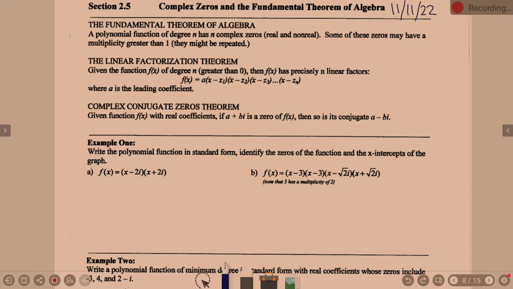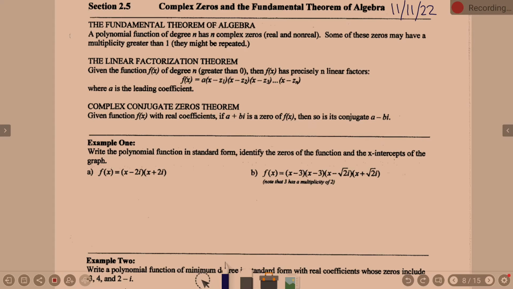A polynomial function of degree n has n complex zeros. We've talked about that, right? If you have, say, x to the fourth, how many answers do you expect to have? 4. Now, they're not always all real. Sometimes they're real and imaginary, but there are 4 answers. Some of these zeros may have a multiplicity greater than 1, so they may be repeated.